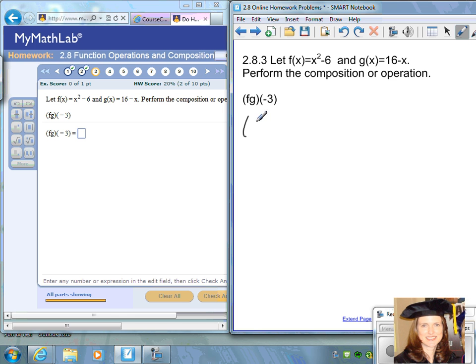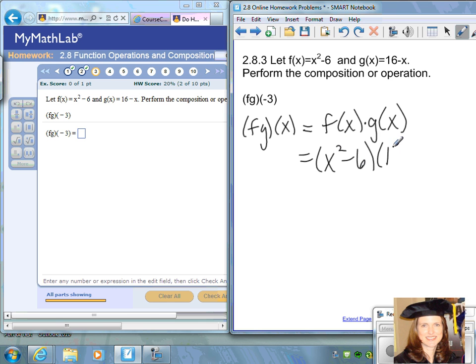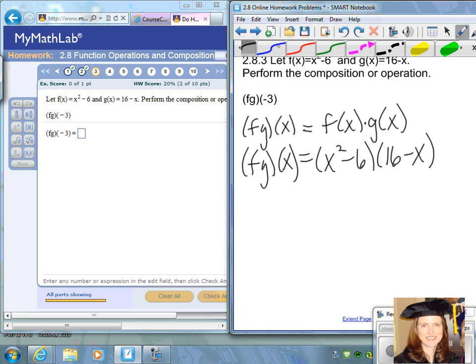If we want to find fg of x in general, that's going to be f of x times g of x. And f of x is equal to x squared minus 6, and g of x is equal to 16 minus x. So this is your fg of x. Now you can go through and simplify this using FOIL and get your answer, or we can plug in -3 now.